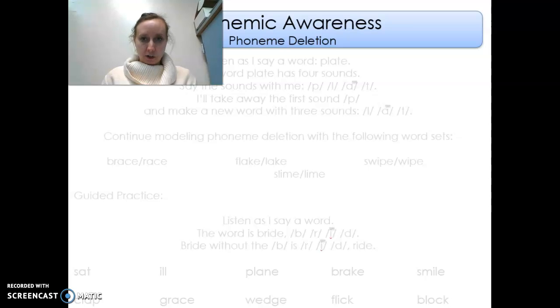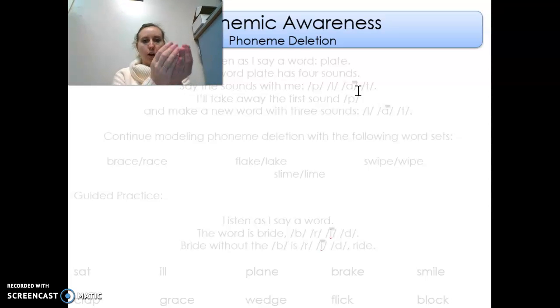Listen as I say a word, plate. We're going to break it apart into its sounds. P, L, A, T. There are 4 sounds in the word plate. Now, watch what happens if I get rid of the P. Plate becomes late. L, A, T. 3 sounds. So I'm going to give you a word like this, and then we'll take away the first sound.